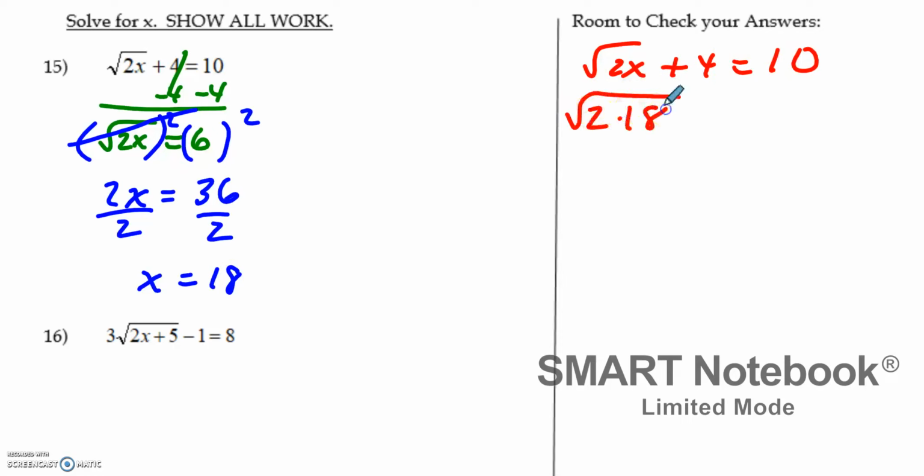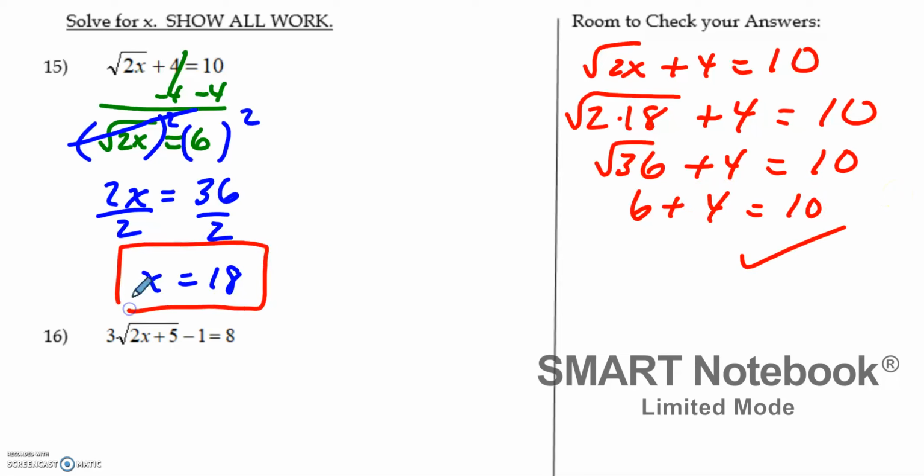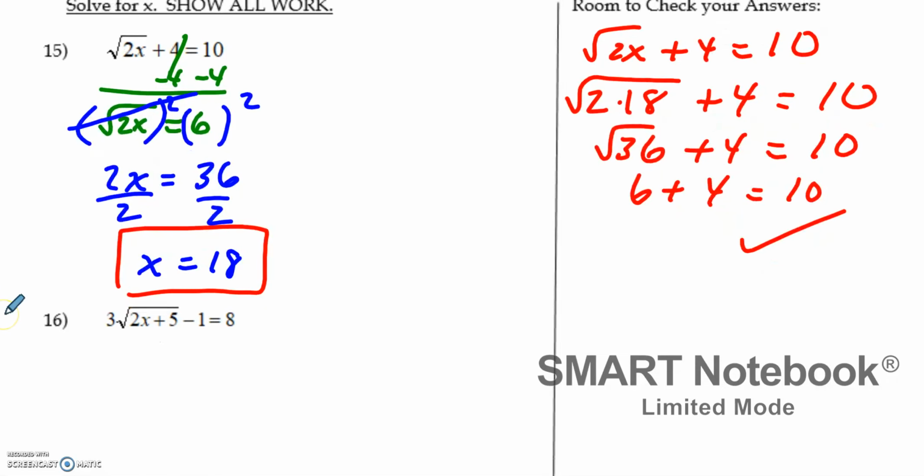So I think that 2 times 18 under the radical plus 4 outside of the radical is 10. Well, 2 times 18 is 36, so is the square root of 36 plus 4 equal to 10? Or is 6 plus 4 equal to 10? Yep, which means that x equals 18 is absolutely correct.